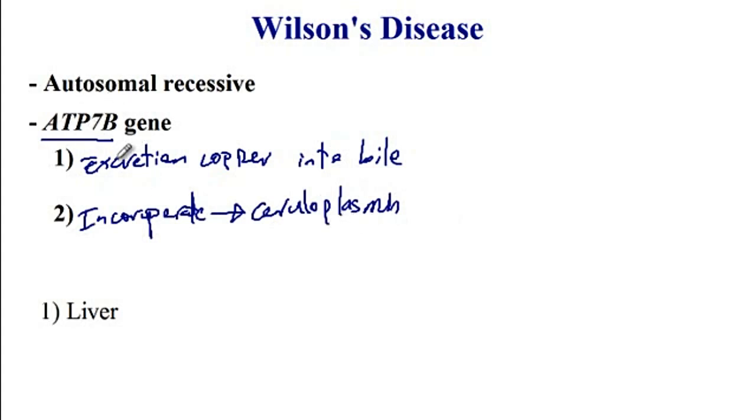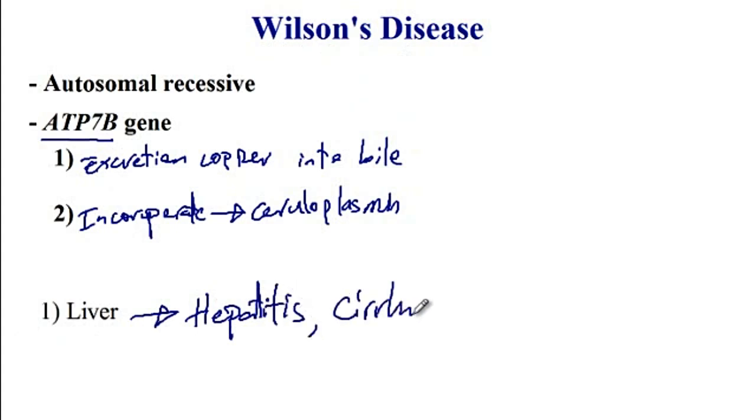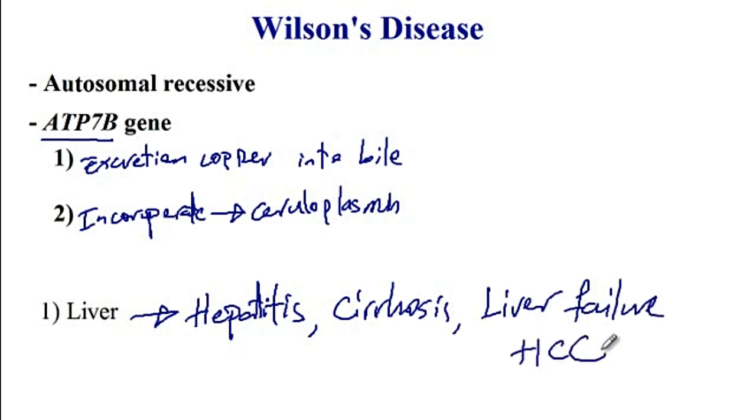Now, deficiency of the ATP7B therefore will cause accumulation of copper inside the liver because the copper can no longer be excreted into the bile, and so patients present with the hepatic manifestations, which is usually the initial sign of Wilson's disease. So therefore these patients can develop hepatitis. They can also have cirrhosis, liver failure, as well as hepatocellular carcinoma.